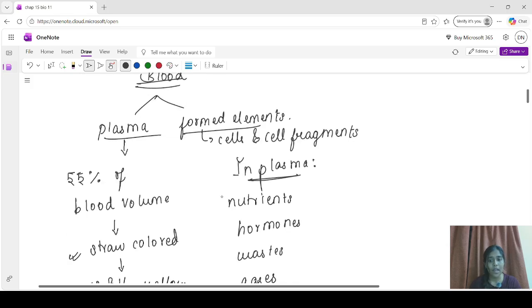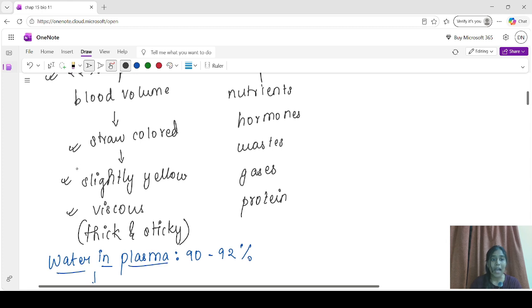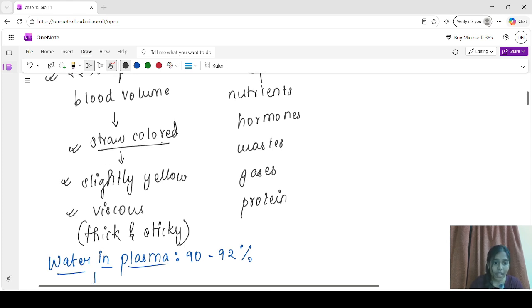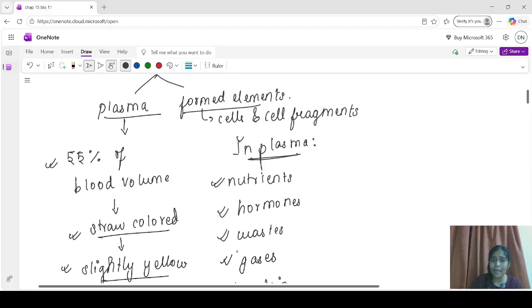What is plasma? Plasma is 55% of the blood volume, and it is straw colored, slightly yellow, and viscous. Viscous indicates that the plasma is thick and sticky. Plasma acts as the flowing river inside our body. It carries nutrients, hormones, waste, gases, and proteins. Without plasma, formed elements cannot circulate efficiently. Now what are formed elements? Formed elements are nothing but cells and cell fragments.